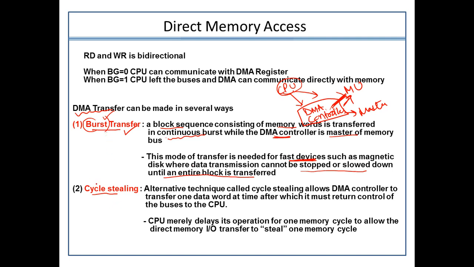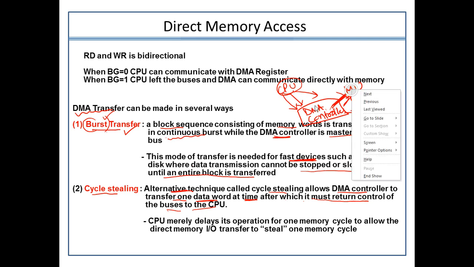Similarly, there is a second mode of transfer, which we call the cycle stealing mode. This is usually the alternative technique. It allows the DMA controller to transfer one data word at a time, after which it must return the control of the buses to the CPU. So the CPU will give the access to the DMA controller to refer to the main memory.